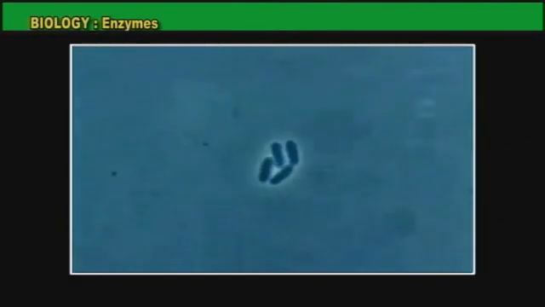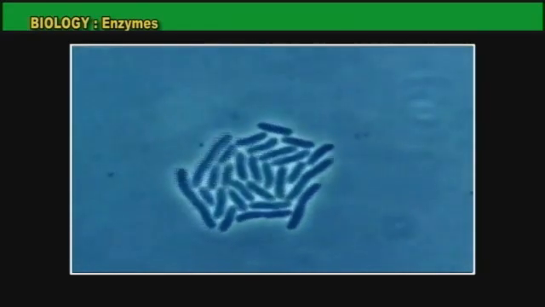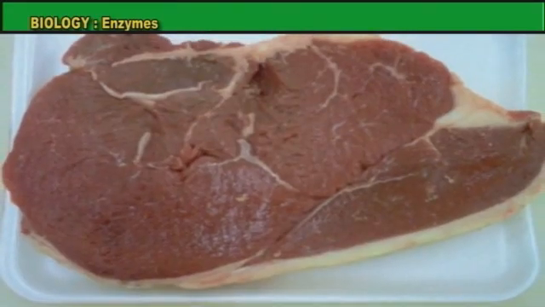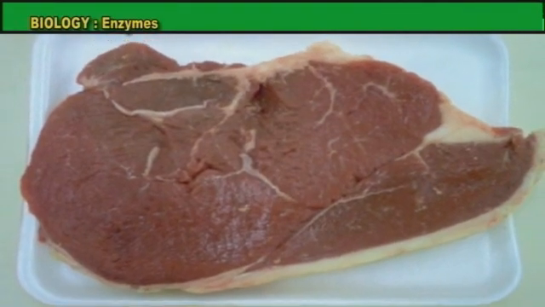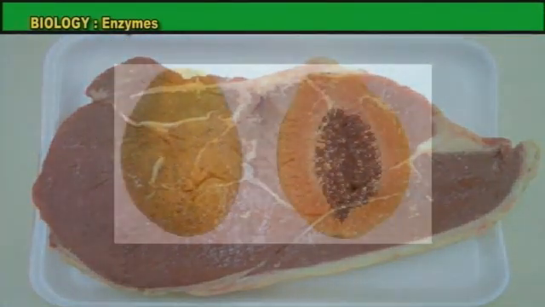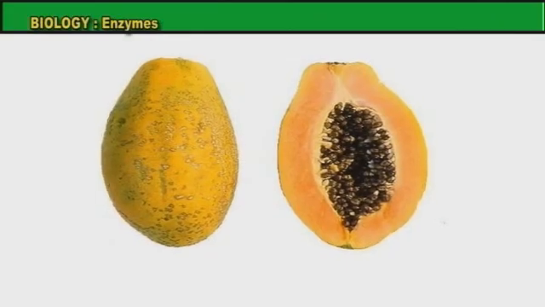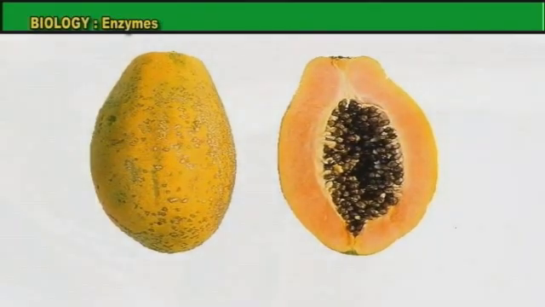Some bacteria secrete enzymes that are useful to humans, hence in food production. Protease enzymes are also used as meat tenderizers. Papaya contains a protease called papain, which makes meat tender.